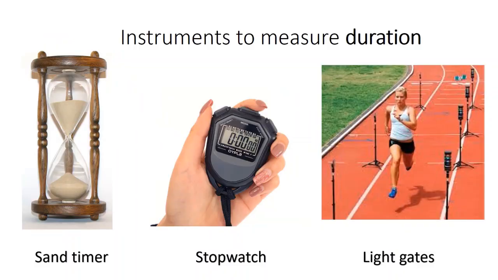So for example, if I want to measure how long something takes, for example, how long it takes for somebody to run a certain distance, well, if I wanted to, I could use a sand timer, which is a very old-fashioned way of measuring duration, and it does work. I might use a stopwatch, either one like in the picture or on a phone, or if I wanted to be really precise, I could use light gates. The way light gates work, you can see in the picture there, is the lady runs through one set of light gates and it automatically starts timing, and when she goes through the next set of light gates, the timer stops and it gives an exact time. So these are all instruments that we could use to measure duration.